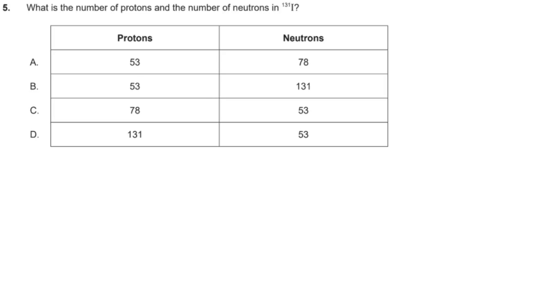What is the number of protons and number of neutrons in iodine? Iodine, you can look at the periodic table. Atomic number is 53, so it's either A or B. And the protons and neutrons add up to the atomic mass, which is shown here, so the answer is A.